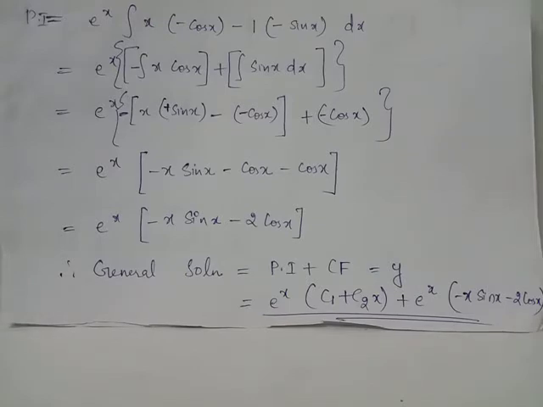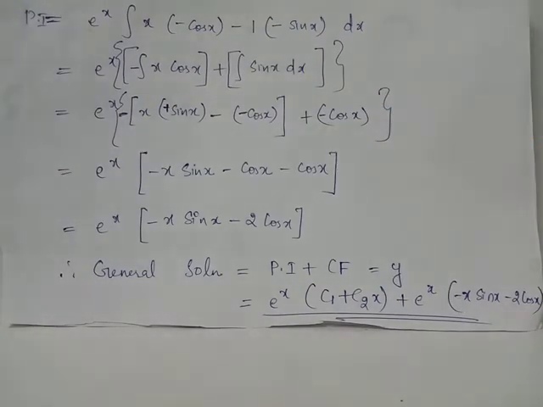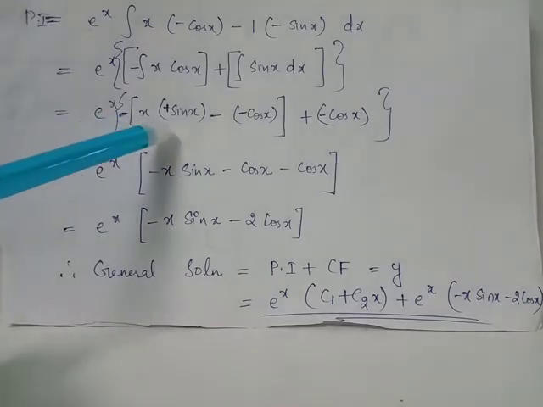In order to evaluate the integral of x cos x, again we implement integration by parts. The first function x is written as it is. The second function cos x is integrated with respect to x, which gives sin x, minus the derivative of x, which is positive 1, and the integral of sin x equals negative cos x, which becomes the second term. Here we have a negative sign which is common to both the terms. Thus, we have e raised to x multiplied by (negative x sin x, negative cos x, negative cos x). That is, PI equals e raised to x multiplied by (negative x sin x minus 2 cos x).